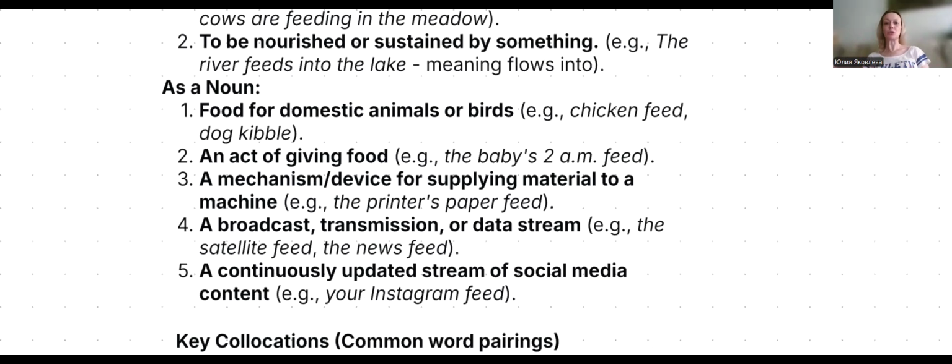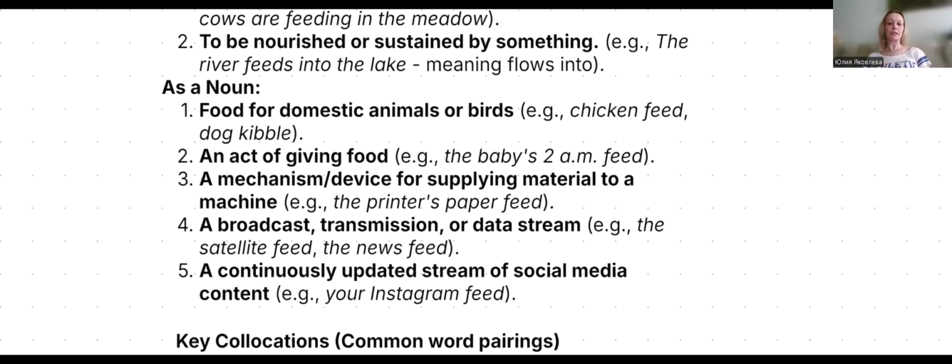So the baby's 2 a.m. feed means this meal or the time when the baby needs to get its food, actually mother's milk, when the baby needs to be nursed. So the mom feeds the baby with breast milk. It's either breastfed or nursed. Okay, and we're using participle here, so the baby is breastfed.